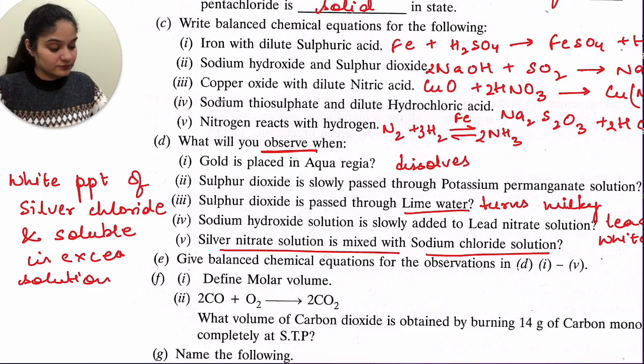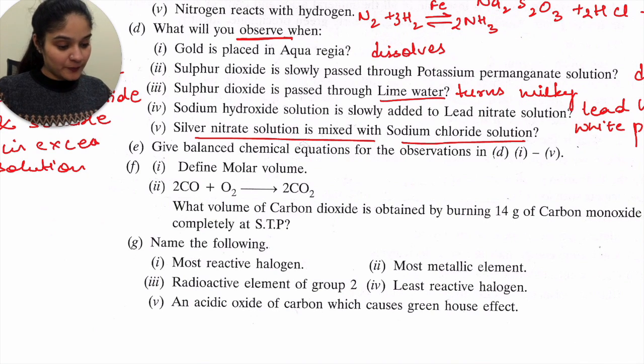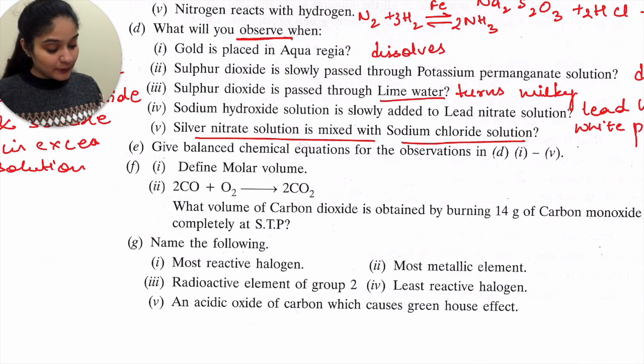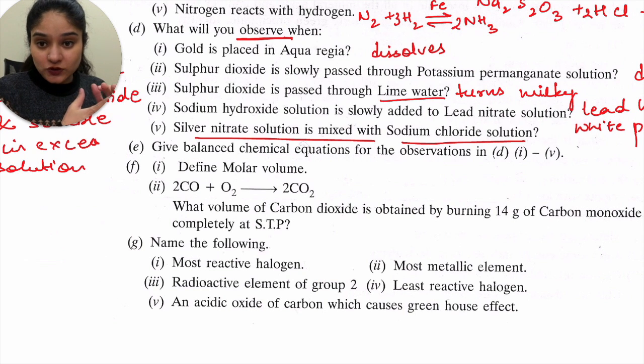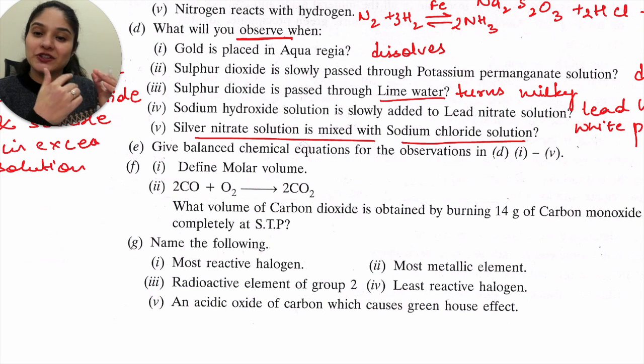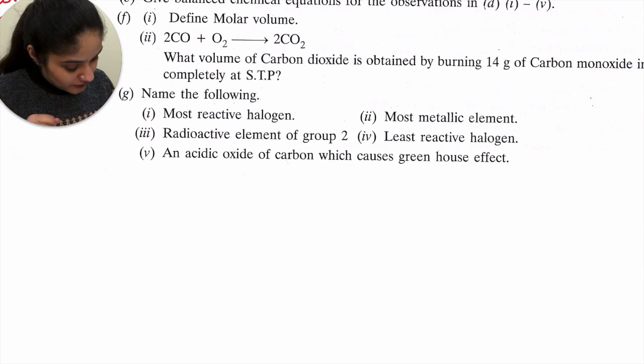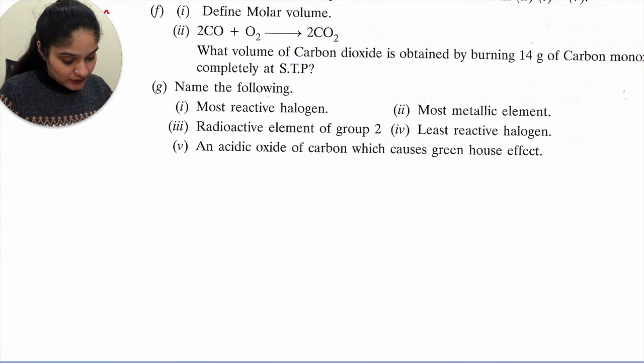Alright students, let's move on to the next part. Now the E part is saying that write balanced chemical equations for the observations in the first part. So all the parts that we did and just discussed the observations of, we are supposed to give the equations for the same. Now let's look at the first one. Let me just figure out some space. So I'm going to write the equations right here.